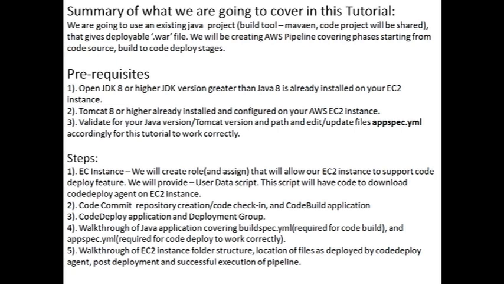So okay, now the steps. EC2 instance: we will create a role and assign it, which will allow our EC2 instance to support the CodeDeploy feature. We will provide the user data script. This script will have code to download the CodeDeploy agent on the EC2 instance. So we will be using the CodeDeploy repository. We will be demonstrating how we do the code check-in and the CodeBuild application, CodeDeploy application and deployment group. We will go through the Java application covering the buildspec.yaml file. This file is required for CodeBuild to work correctly, and the appspec.yaml file which is required for CodeDeploy to work correctly. Finally, we'll be covering the EC2 instance with the CodeDeploy agent, how it is structured and where exactly it deploys as output of a successful pipeline execution, right? So we'll cover that.